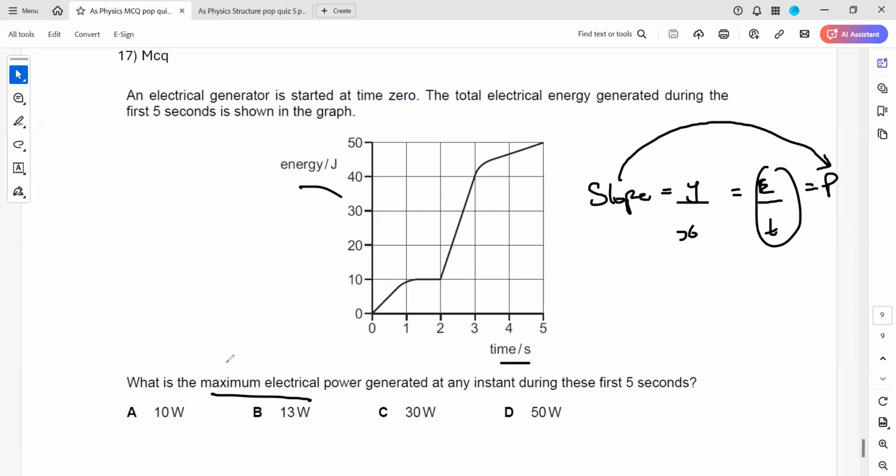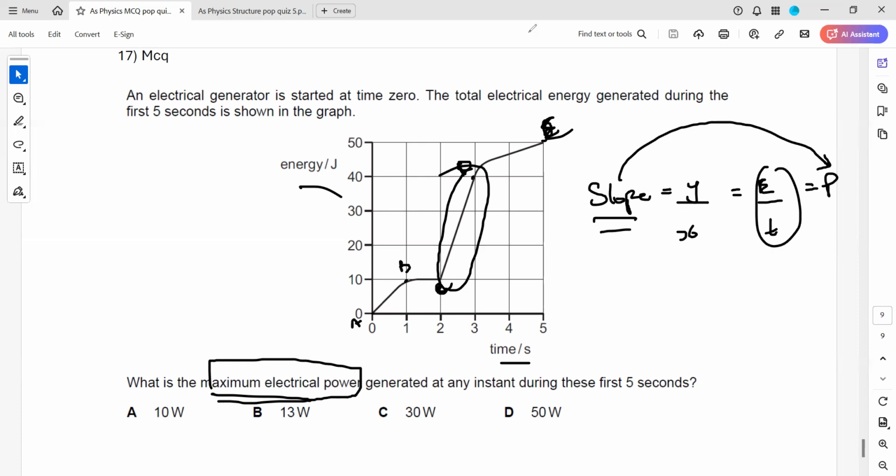The question is the maximum electrical power. So maximum power means maximum slope. Which region of the graph do I have a maximum slope? Is it A to B, B to C, C to D, or D to E? I have a maximum slope from C to D. So I will work out the slope of this region, and that will give us the maximum power.